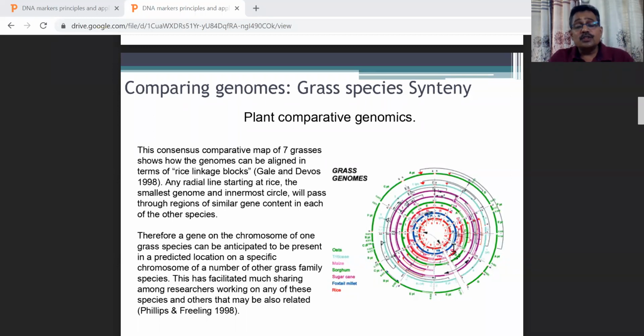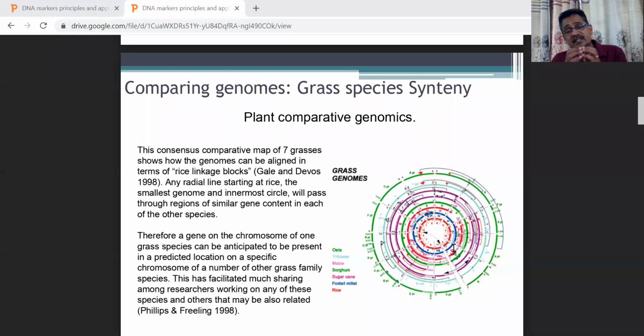So this picture shows how, when all the 7 grass species are aligned together in a circle, they share genome sequences between the grass species: how many chromosomes have macrosynteny, and in how many regions there is microsynteny. From all these things, people are able to understand how the cereal genomes have a highly syntenic nature. So this information will help us derive some markers for our molecular breeding.